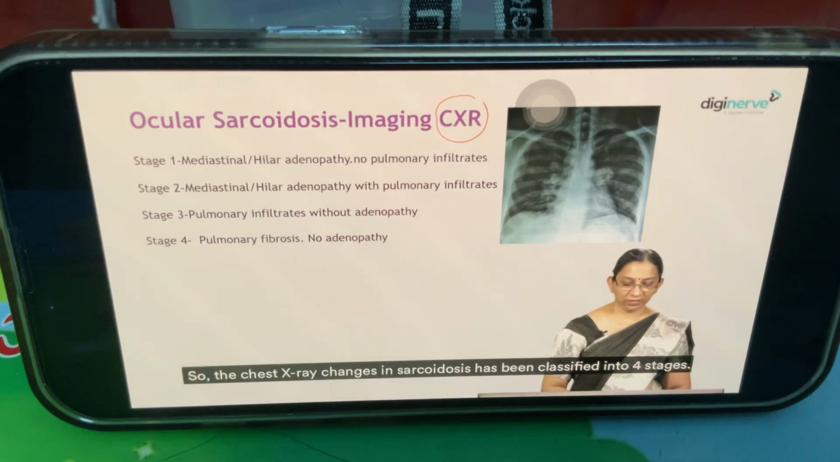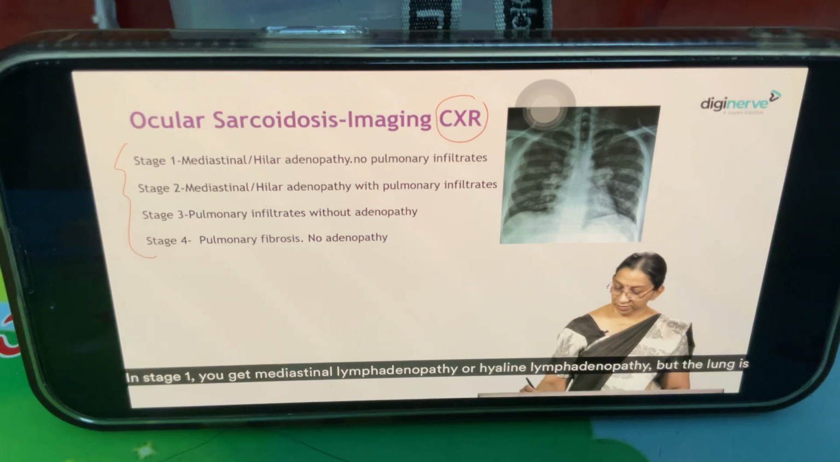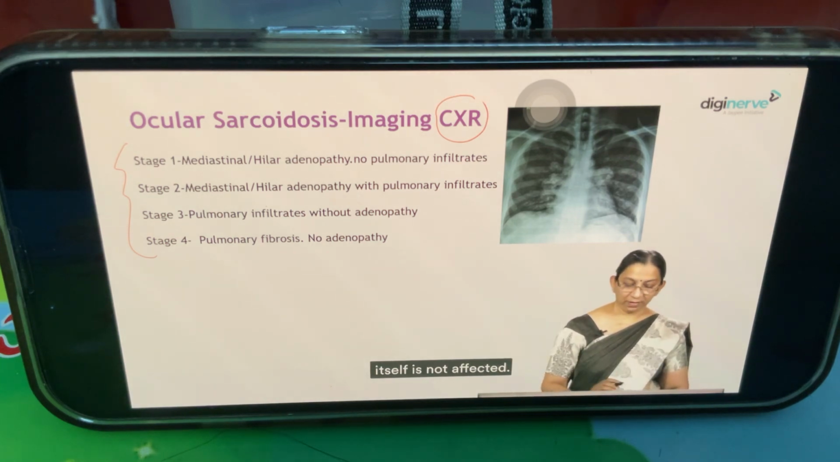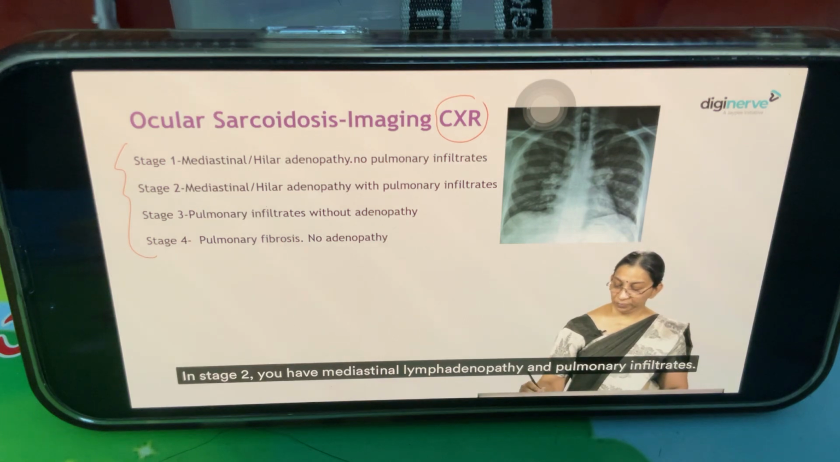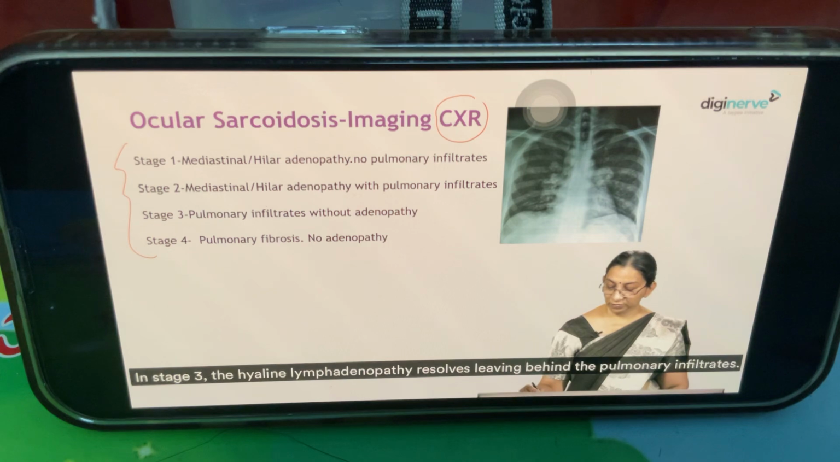So the chest X-ray changes in sarcoidosis have been classified into 4 stages. In stage 1, you get mediastinal lymphadenopathy or hilar lymphadenopathy, but the lung itself is not affected. In stage 2, you have mediastinal lymphadenopathy and pulmonary infiltrates. In stage 3, the hilar lymphadenopathy resolves, leaving behind the pulmonary infiltrates. And stage 4, you get pulmonary fibrosis, and there is no hilar lymphadenopathy.